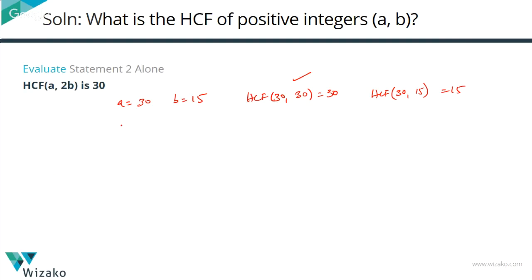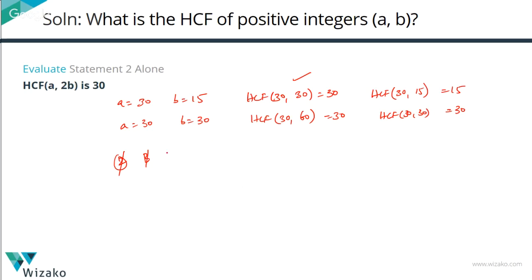Look for a counter example. A is equal to 30, B is equal to 30 as well. HCF of A and 2B: A is 30, 2B is equal to 60. HCF of these two numbers is 30. This condition holds good. What is the HCF of A and B? HCF of A and B is equal to 30. We don't have a unique answer with statement 2 as well. So statement 2 alone is also not sufficient.